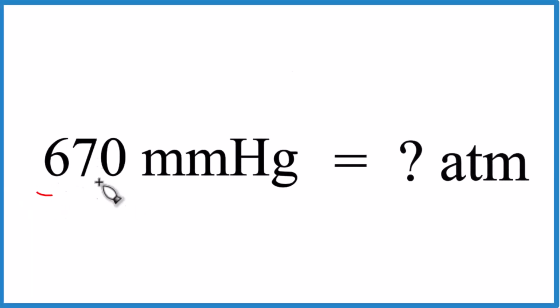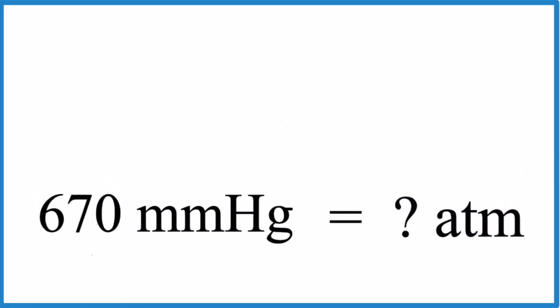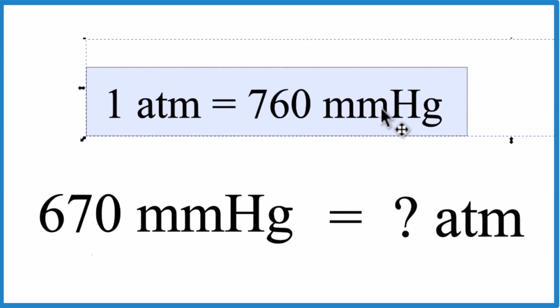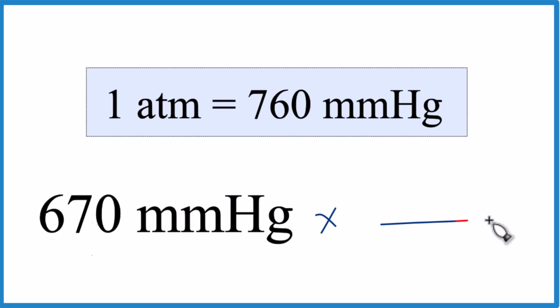Let's convert 670 millimeters of mercury to atmospheres. Here's how you do it. So you need to know that 1 atmosphere is equal to 760 millimeters of mercury. That's a conversion factor. So what we can do is take our 670 millimeters of mercury and multiply it by our conversion factor.